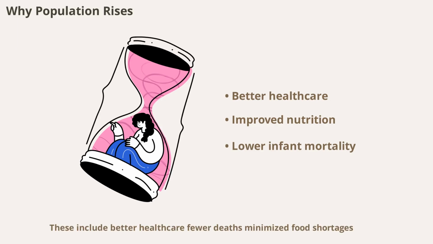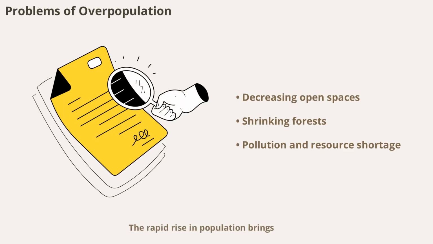Several key factors have contributed to the sharp rise in the world's human population in recent times. These include better healthcare, fewer deaths, minimized food shortages, improved nutrition, large-scale immunization, and fewer infant deaths. Each of these factors has played a role in increasing life expectancy and reducing mortality rates, allowing more people to survive and thrive.